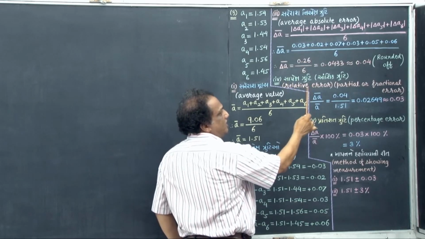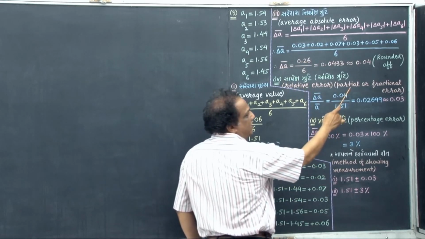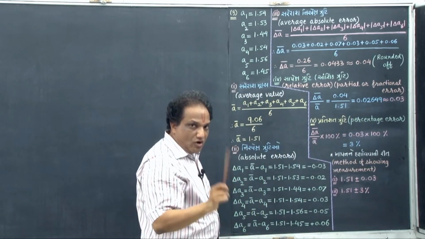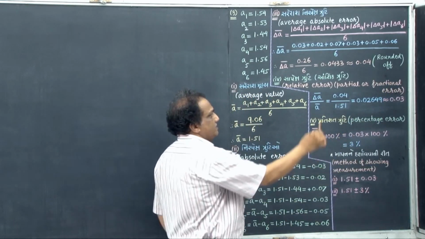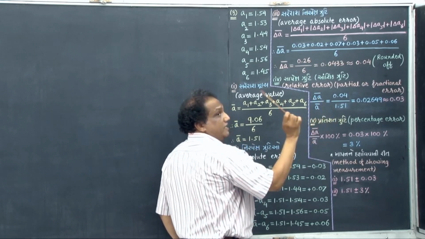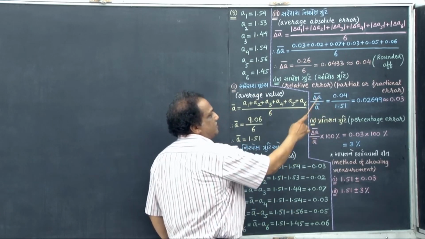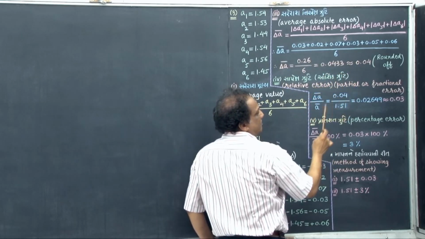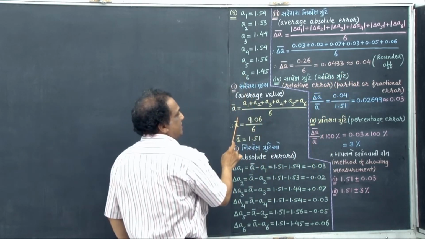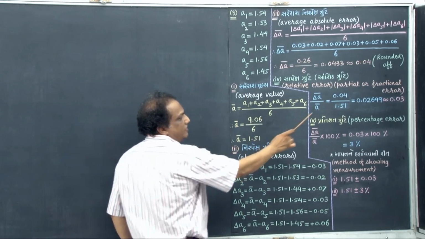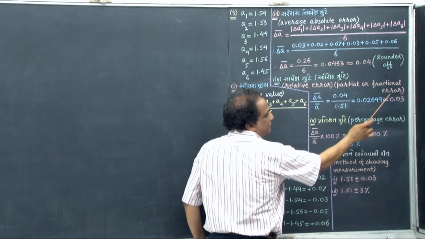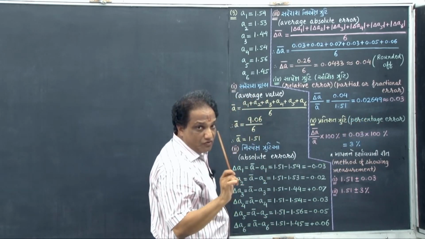Now let us find out relative error or partial error or fractional error. Relative or partial or fractional error, it is delta A bar upon A bar. What is delta A bar? Delta A bar is 0.04 divided by A bar. A bar is right now 1.51, correct? Now this upon this comes out to be 0.02649.